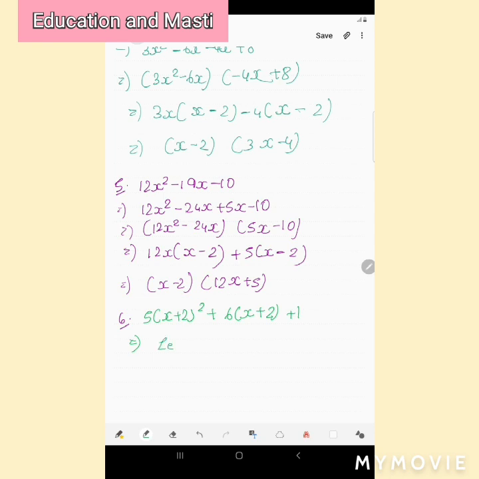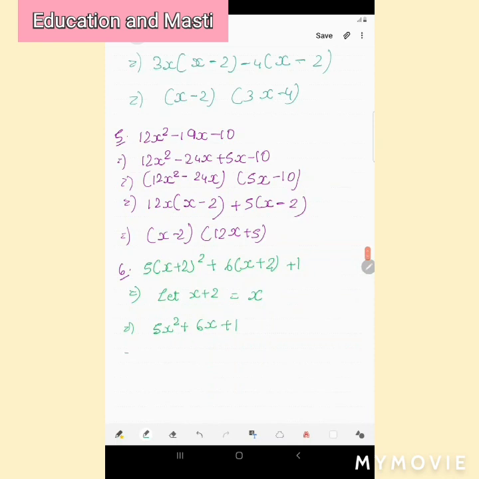So let x plus 2 equal only x. Okay, let x plus 2 be x, and after that when we get the answer we will substitute back and bring the answer. So let x plus 2 be x. So what will happen now? We will get 5x square plus 6x plus 1. Okay. So now we have to find the factors of this now.